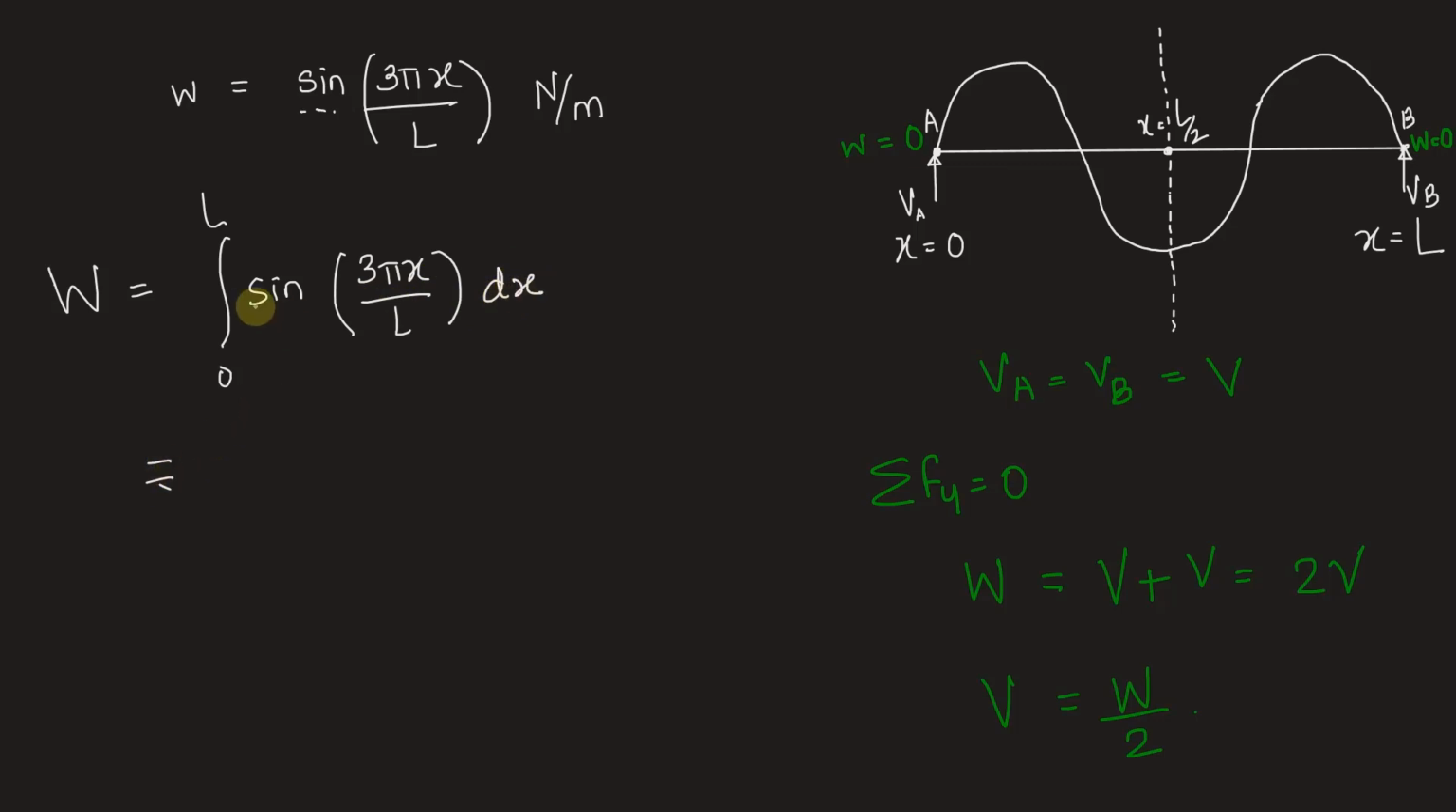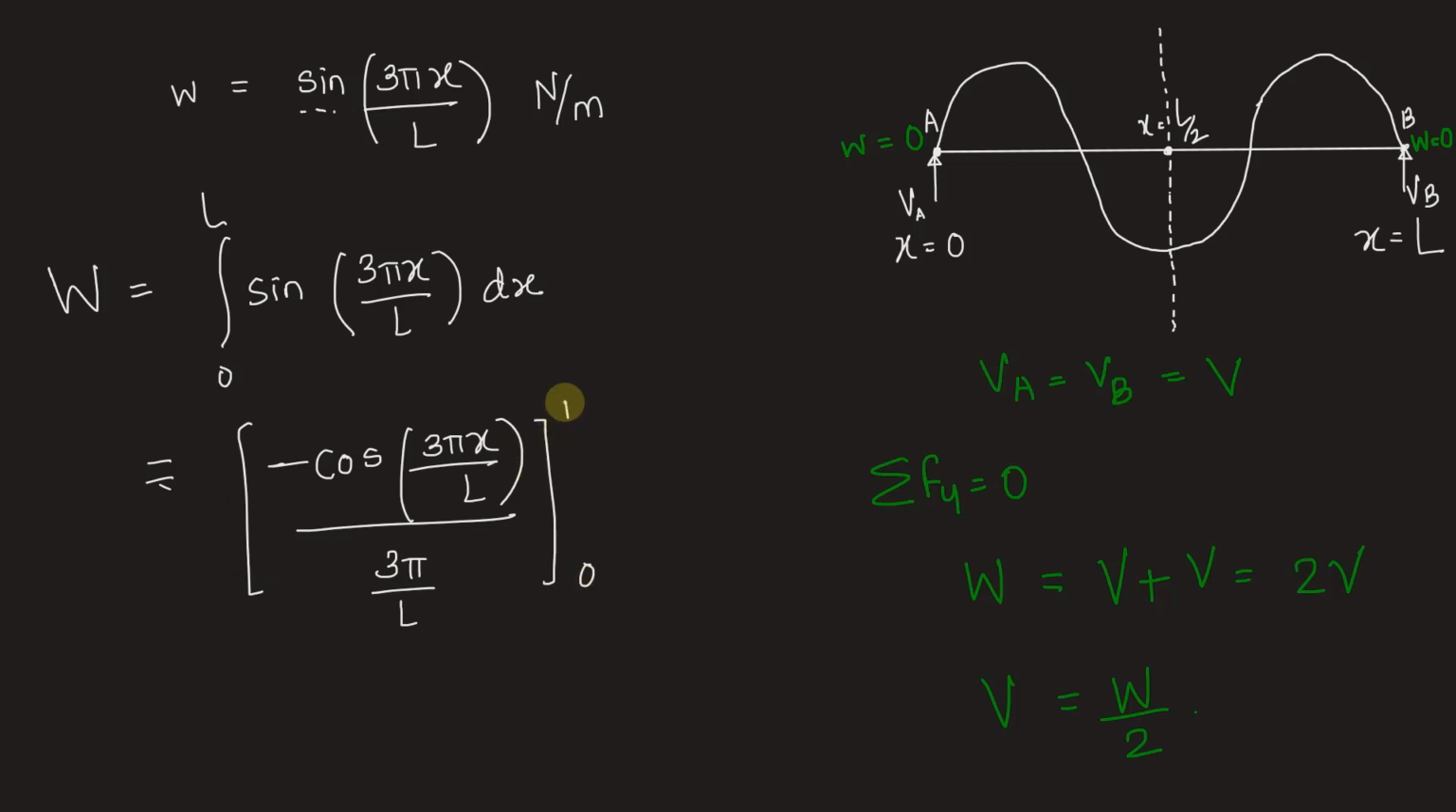This will be equal to the integration of sine, which is minus cos, and we have the coefficient of x, 3π by L, which will go in division. So we have the integration as minus cos(3πx/L) upon 3π/L, with limits being 0 to L. Let's put the limits now, which will be equal to minus of L by 3π into cos 3π minus cos 0.